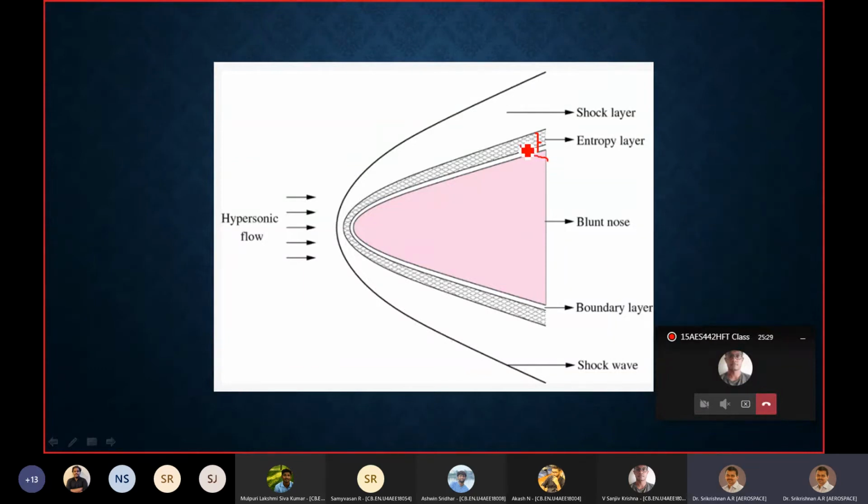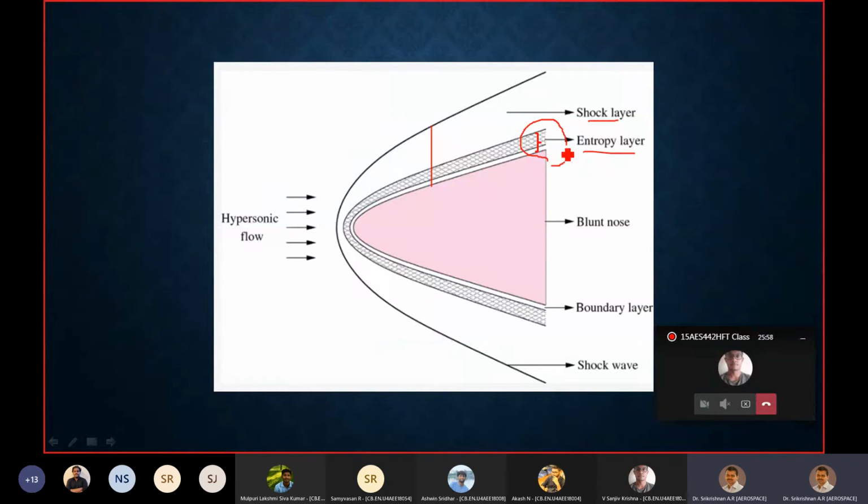You can see that. So this entire region, which I've tried to mark with a curly bracket, that entire region between the body and the outer boundary, is referred to as the entropy layer. So please understand the difference between entropy layer and the shock layer. Shock layer is between the shock wave and the body. Entropy layer is the region of gradient.